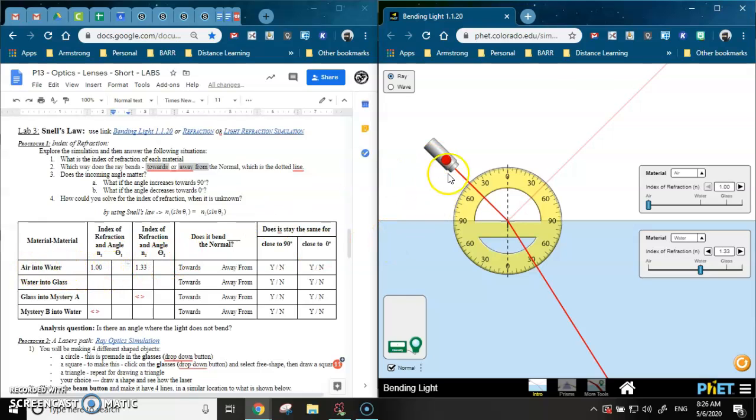For the air, my light is coming in at an angle of 10, 20, 30, 40. It's right between 40 and 50. I'm going to call it 45. So 45 degrees.